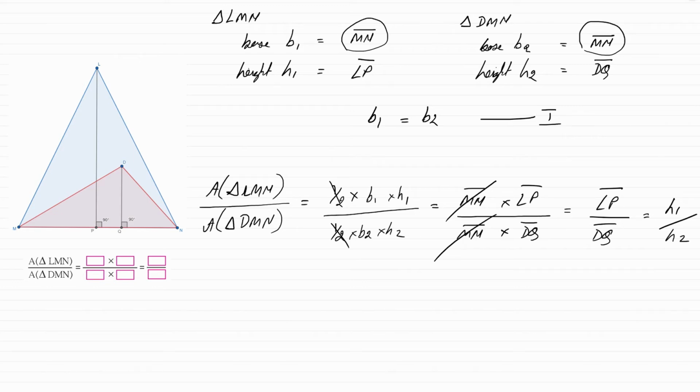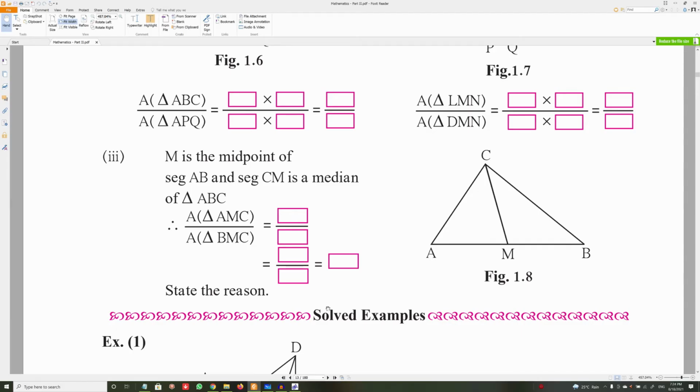So the fill in the blank is now very easy. I can fill it right here now. Okay, so all I need to write here is MN prime, segment LP, segment DQ, MN got cancelled, LP, DQ. Problem solved.